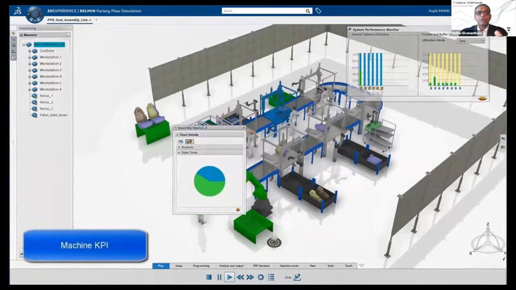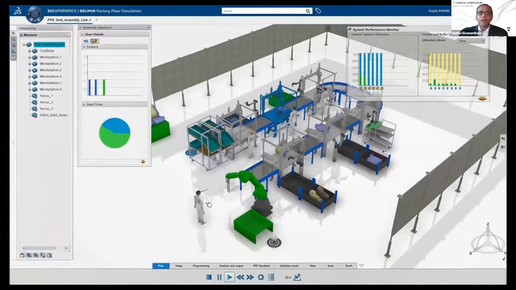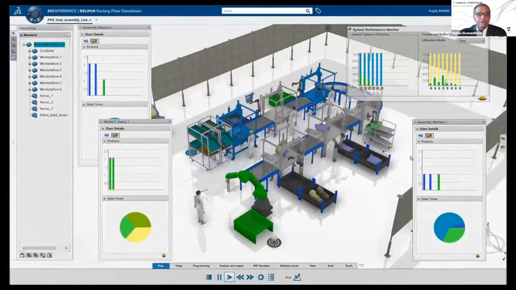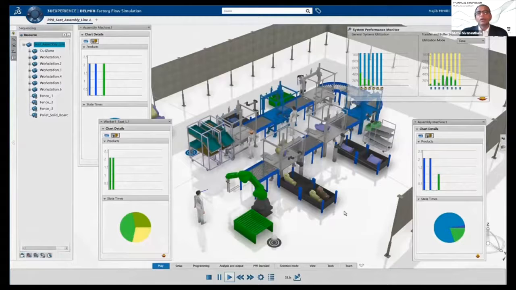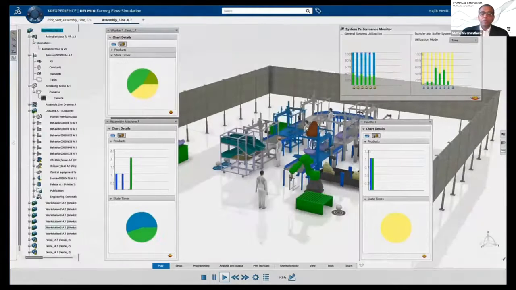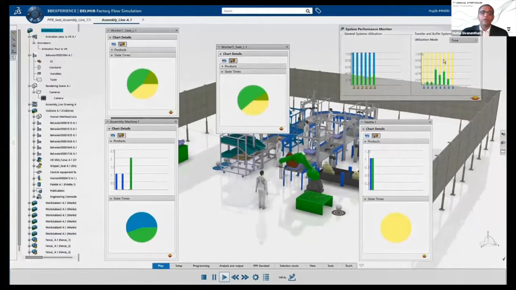You have your robots, you have your material conveying systems, you have the human, etc., etc. So using tools like a factory flow analysis, you can study a machine's KPI, a human's KPI, a robot's KPI, and you can look for bottlenecks, and you can analyze various failure rates, if you will. MTBF can be analyzed, mean time between failure.